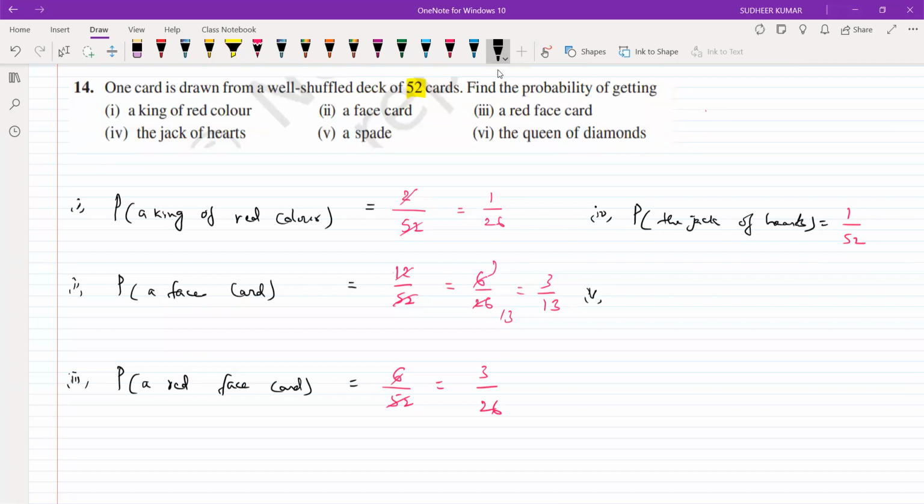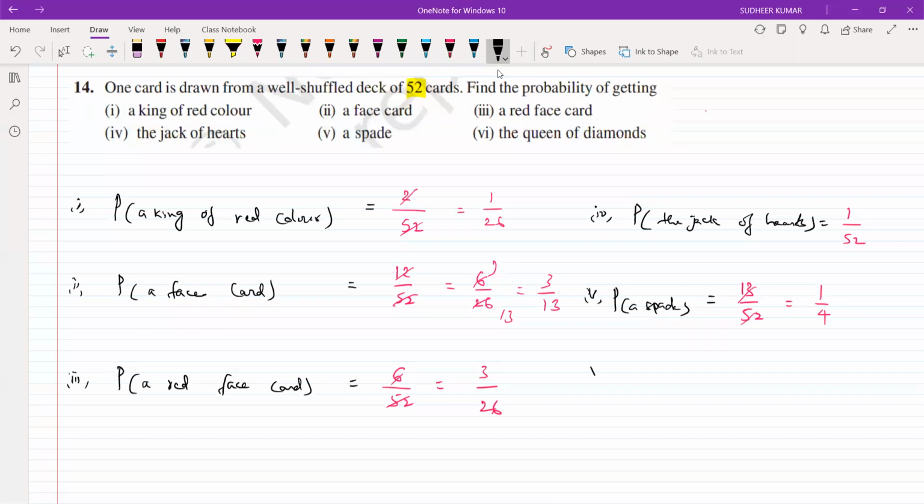A spade. Probability of getting a spade. So first write total number of spade cards, favorable outcome, 13. So 13 by 52. So this is 1 by 4.